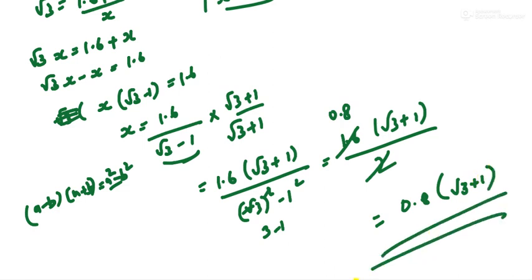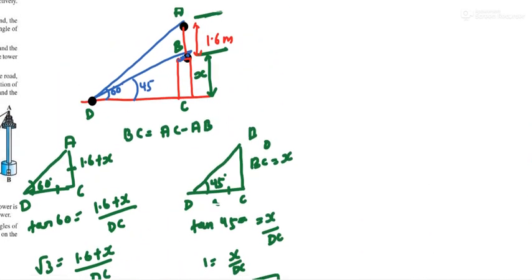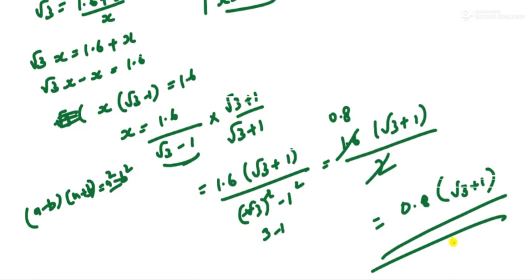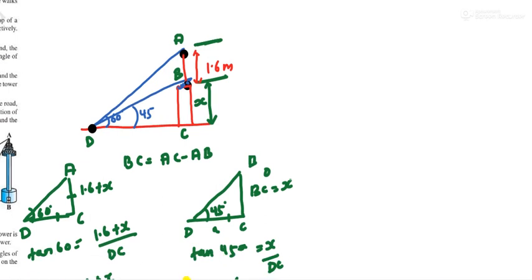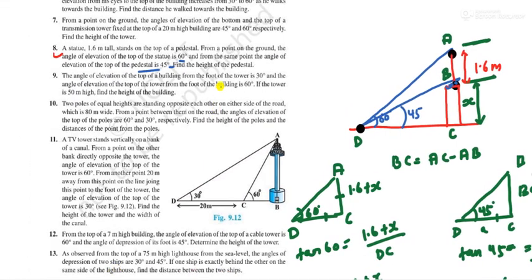Okay, this is the answer. And what is this root 3 plus 1? Yes, it is x, right? We have found the value of x as this much. And what is x? You can look at the question. It is the height of the pedestal. So this was x, this is the height of the pedestal. With this we'll wind up today's video.